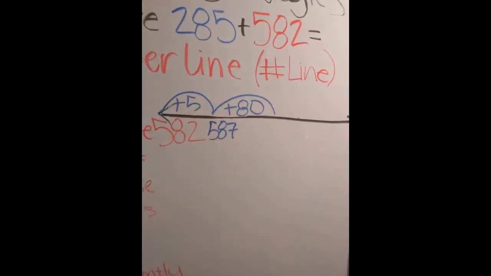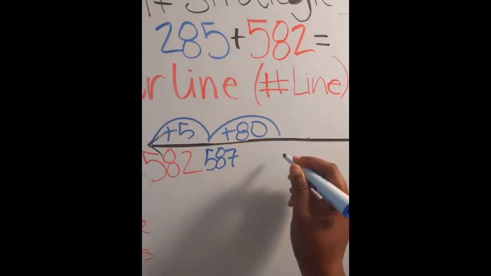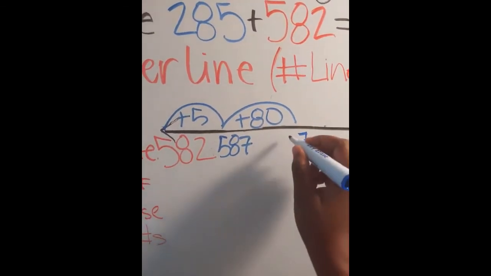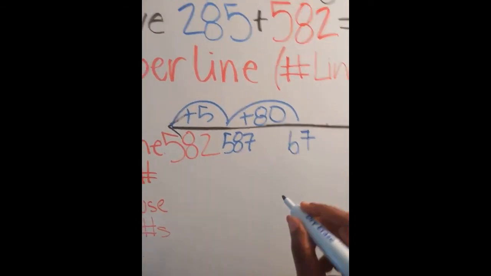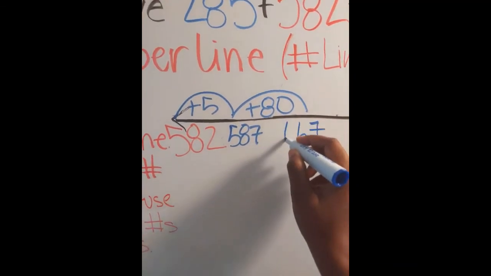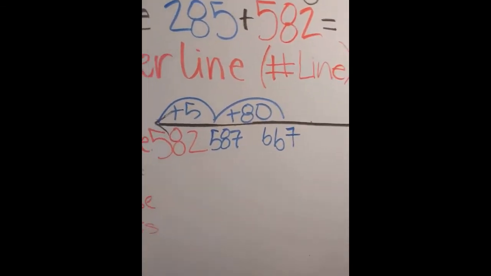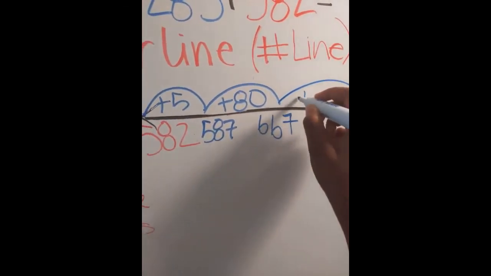Alright, champions, after you've done your stellar math, you should have gotten still a 7 in the ones place, and then a 6 in the tens place, and then because we regrouped some of our tens over to the hundreds place, we should have landed at 667. Now, for the last part, our hundreds place, we have 2 hundreds that we need to add. Let's create that jump.